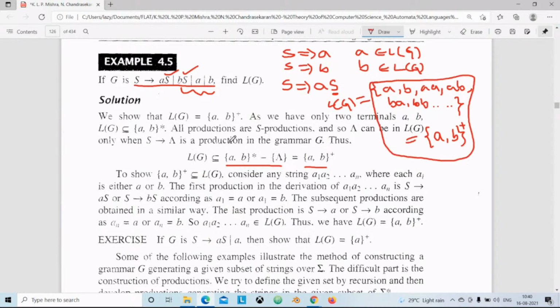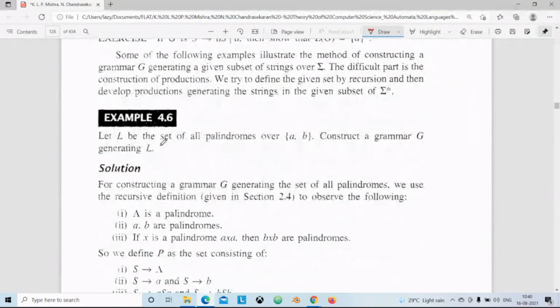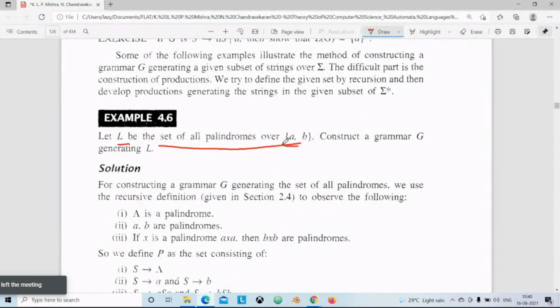Okay, both are same. This is only a notation which is used to represent the set like that. Okay, so that is it. So here is a very interesting question: generate all the palindromes over {a, b}, construct a grammar generating L.